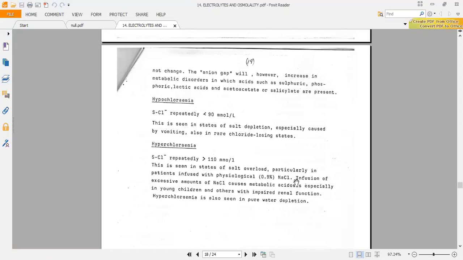And hyperchloremia is usually seen when you are giving the person IV fluids. When you give sodium chloride in excess, their chloride levels will increase.